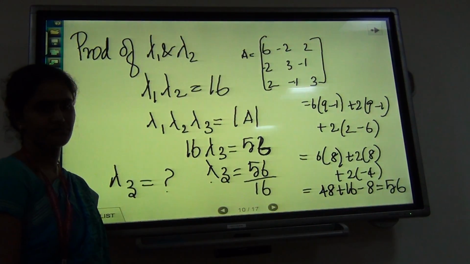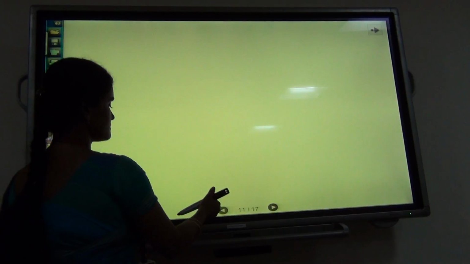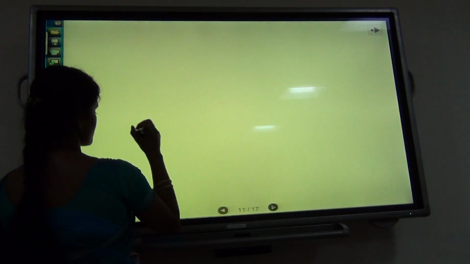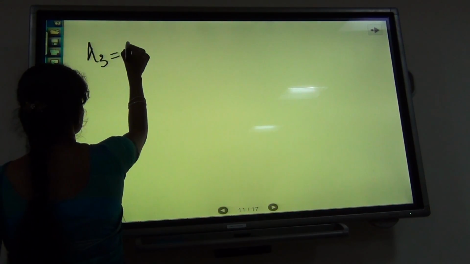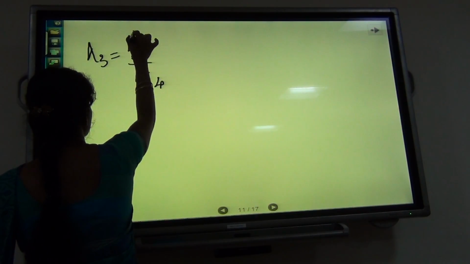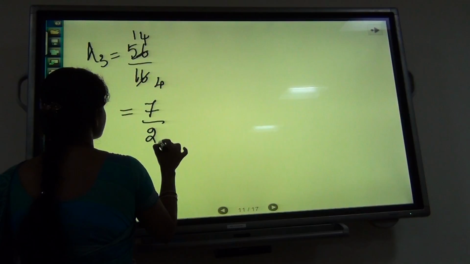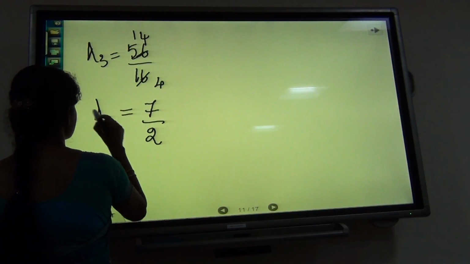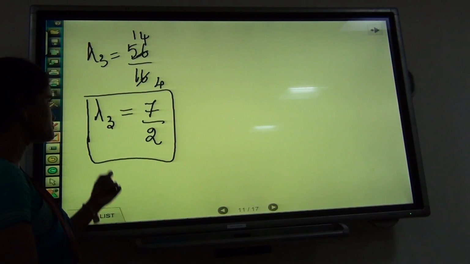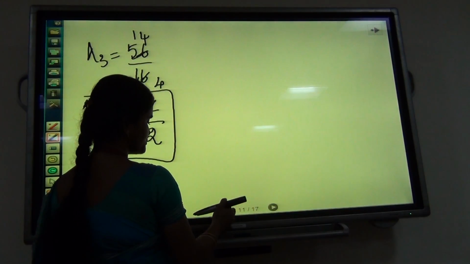So what is lambda 3? Lambda 3 is 56 by 16. So this is 4 times 1, 4. So you get 7 by 2. This is lambda 3. So that was a question to find the third eigenvalue. So the third eigenvalue is lambda 3, 7 by 2.